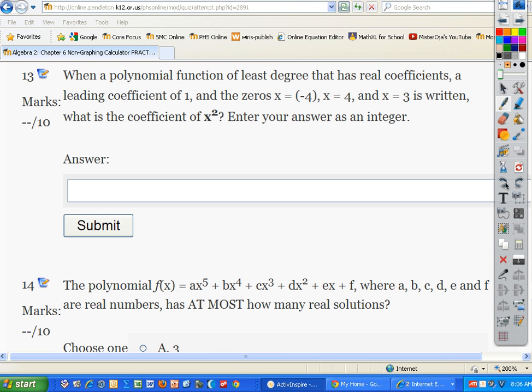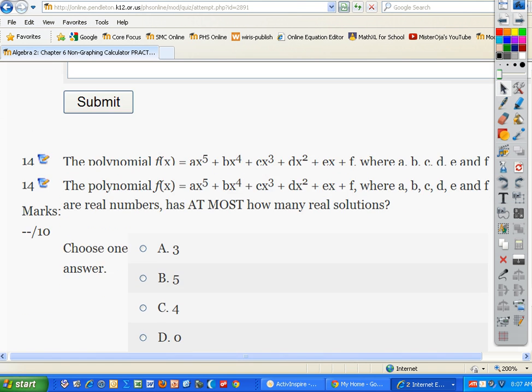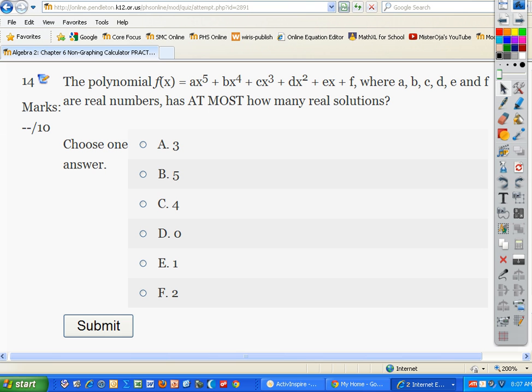All right, so what about that one? That has at most how many real solutions? 5. Yeah, we know it's got exactly 5 complex zeros. The imaginary ones have to come in pairs, so we could either have 5 real, 0 imaginary. Would be the next possibility. Can't have 4. 3 and 2, 3 real, 2 imaginary. 1 and 4. Yeah, 1 real, 4 imaginary. Good. So the most we could have would be 5.